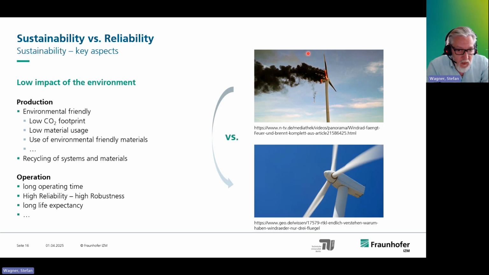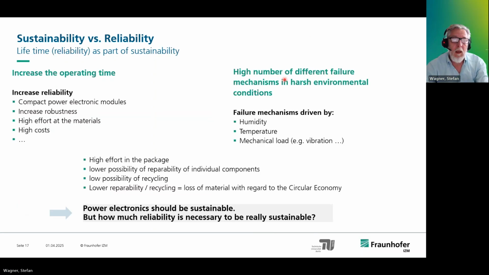On the operation side, a longer operation time is more sustainable. High reliability and high robustness are important for this. So we have long life expectancies. So we can say lifetime or reliability is a part of this sustainability. Reliability means we increase the operation time.